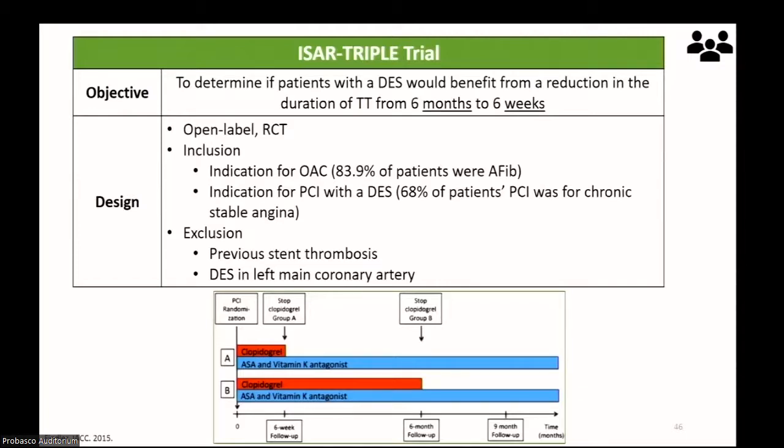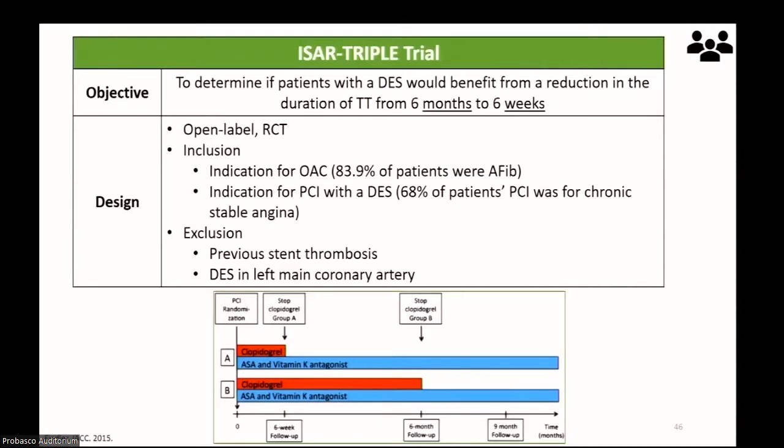In this trial, 6 weeks of dual antiplatelet therapy was chosen to provide patients receiving drug-eluting stent with a DAPT duration close to that required in patients receiving bare metal stents, under the assumption that further protection from stent thrombosis might also be offered because of the presence of oral anticoagulation. So patients were randomly assigned to warfarin, clopidogrel, and aspirin for 6 months, or warfarin, clopidogrel, and aspirin for 6 weeks. They were followed for 9 months post-initiation of triple therapy.